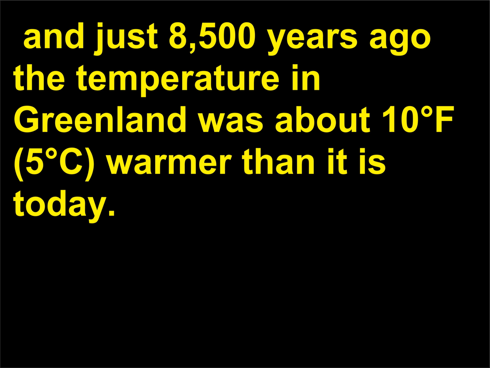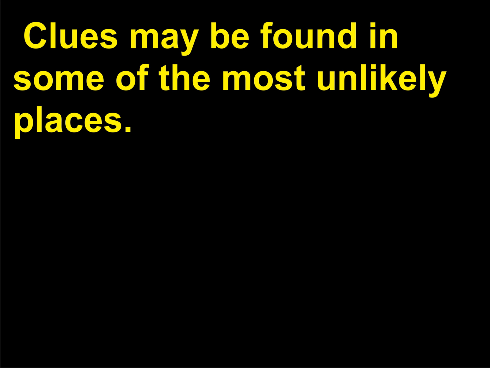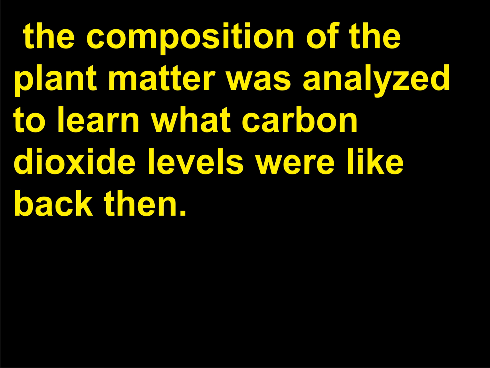Paleoclimatologists discover this information by examining animal and plant fossils, conducting ice core studies, and examining soils and rocks buried deep underground. Clues may be found in some of the most unlikely places. For instance, ancient pine needles hoarded by rats 30,000 years ago were discovered. The composition of the plant matter was analyzed to learn what carbon dioxide levels were like back then.